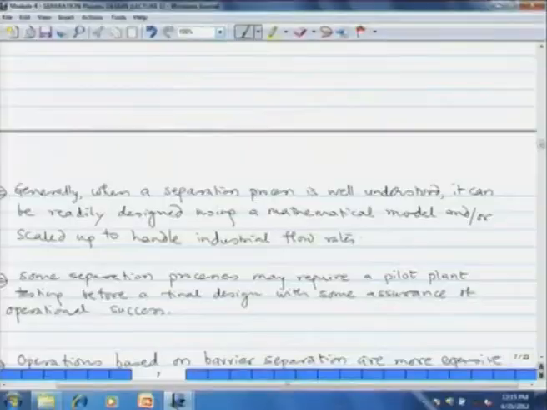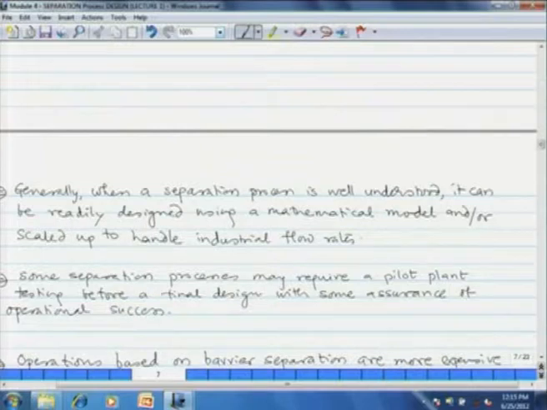Also, the volume that is under treatment at a certain time increases. So, the column diameter increases, but the number of plates decreases. So, there is a trade off that we have to see. Generally, when a separation process is well understood, it can be readily designed using a mathematical model and scaled up to handle industrial flow rates.